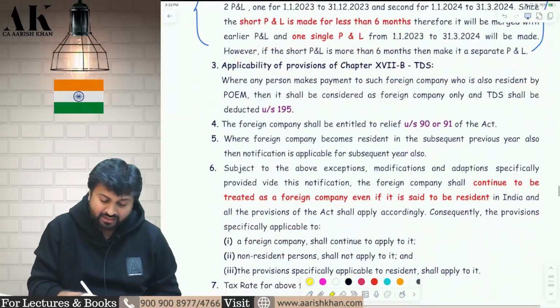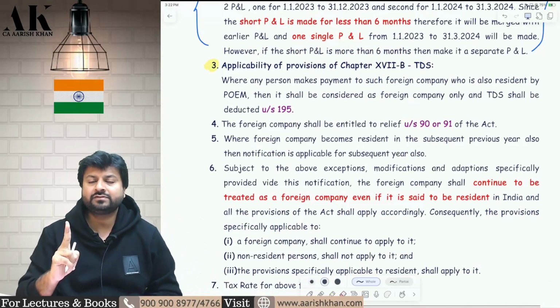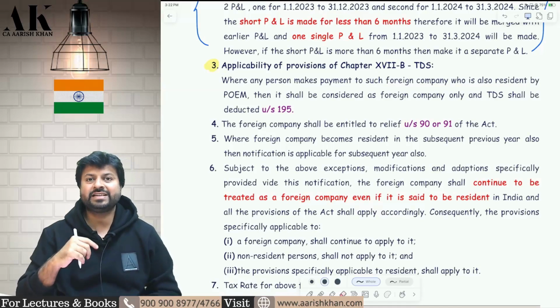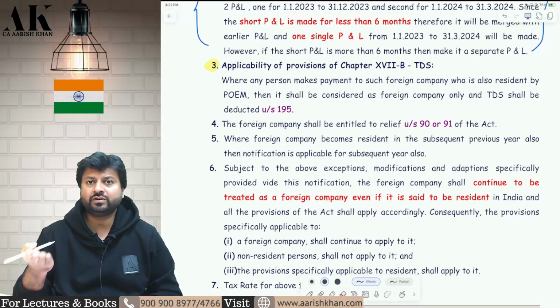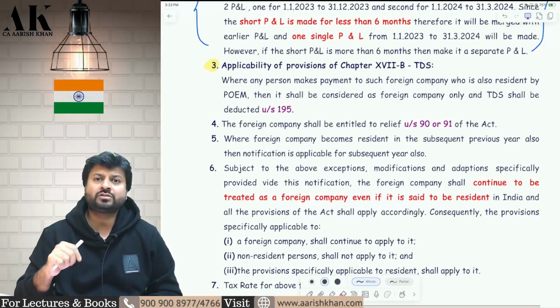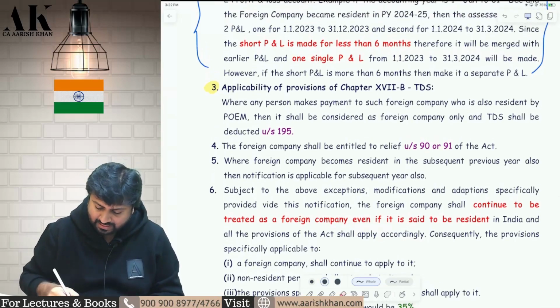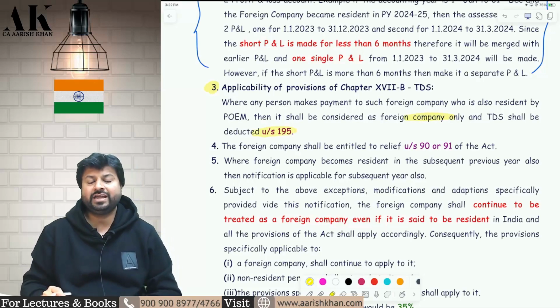Now moving to the next point, point number 3. Is this foreign company a foreign company? The answer is yes. Is this foreign company also a resident company? The answer is yes, because of POEM it has become resident. Now, if somebody makes a payment to this company, should they deduct TDS as per 194J or 195? In 194J it is written that if you make a payment to a resident, you are supposed to deduct TDS, and in 195 it is written that if you make a payment to a foreign company, you are supposed to deduct TDS. So what should I consider this company as? You should consider this company as a foreign company and deduct TDS not as per 194J but as per 195 only. I hope it is clear to all of you.